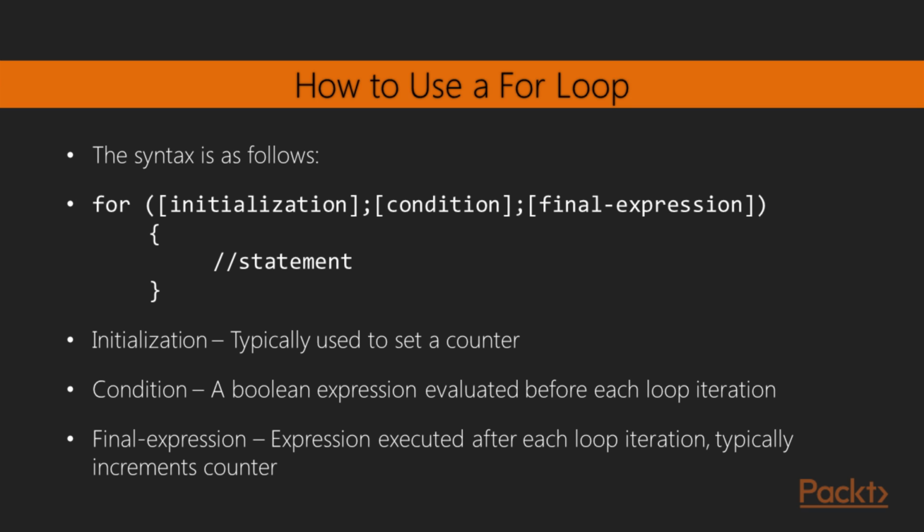Then you have the condition. And this is a Boolean expression that is evaluated before each loop iteration. Before any code executes, it's going to check this condition to make sure that condition is still met. If it's true, the code will execute. If it's false, it'll go on past the for loop.